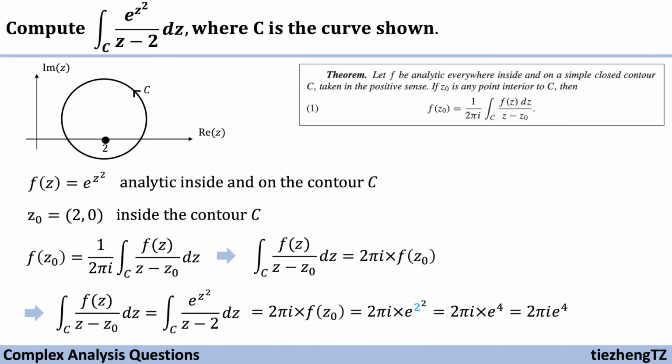Based on the theorem, we know it should be equal to 2 pi i times f(z0), and we just substitute z0, which is 2, into the f(z) function. So it becomes 2 pi i times e to the power of 2 squared. Therefore, the final answer is 2 pi i times e to the power of 4.